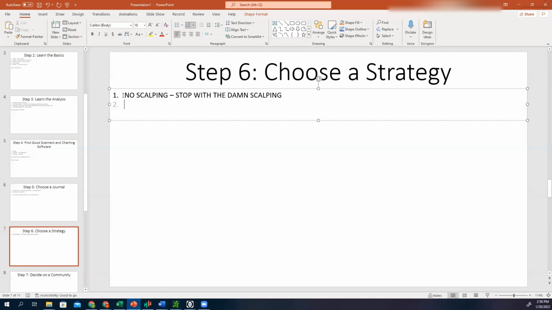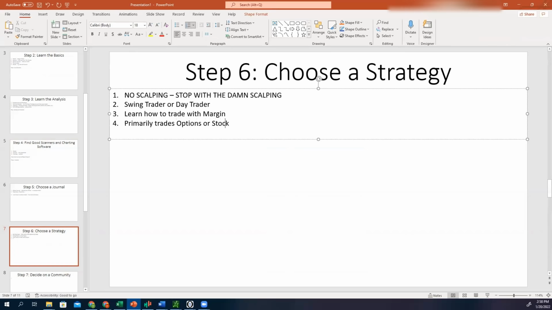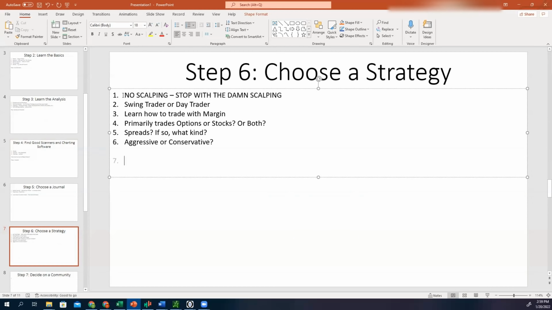There are other types of strategies that people use to decide if you're going to be a swing trader first or a day trader. You need to learn how to trade with margin. Are you going to be a trader that primarily trades options or stocks or both? If you trade options, are you going to rely on spreads? If so, what kind? Do you plan on being an aggressive trader or conservative?